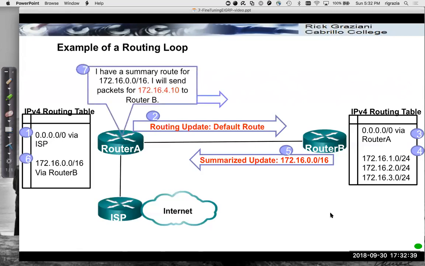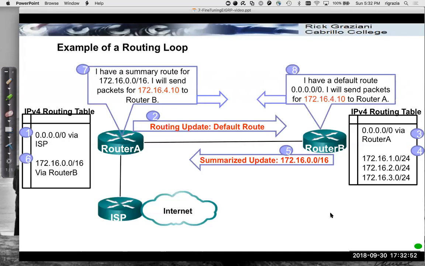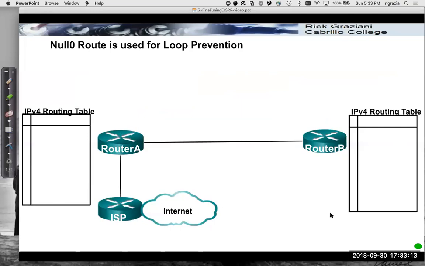So what happens if router A gets a packet for 172.16.4.10? Well, it says those first 16 bits match 172.16, so I send it to router B. Router B gets it and goes, I don't have a route for 172.16.4.10, but I do have a default route back to router A, so it sends those packets to router A. Well, guess what router A does? Sends them back to router B, and router B back to router A, and we get ourselves a little routing loop. So what the null zero route is used for is to help prevent that loop from happening.